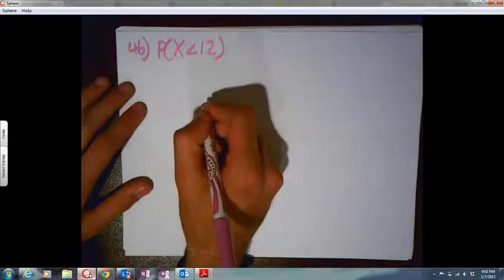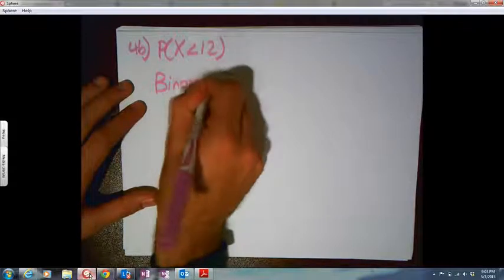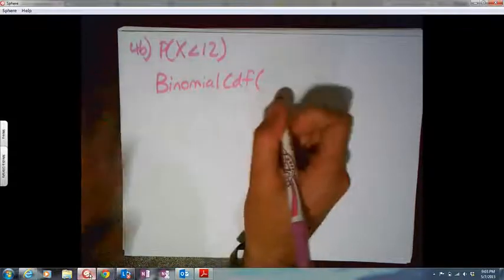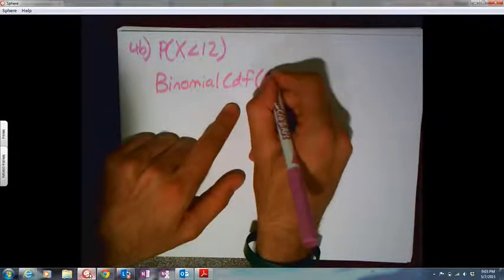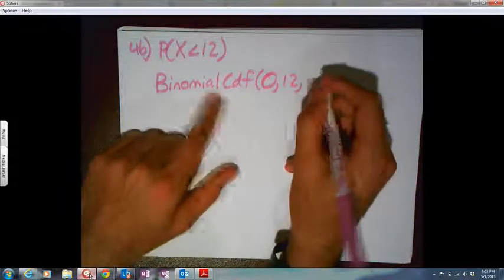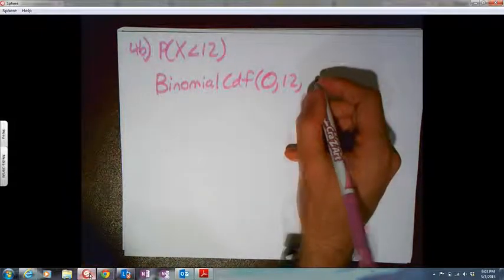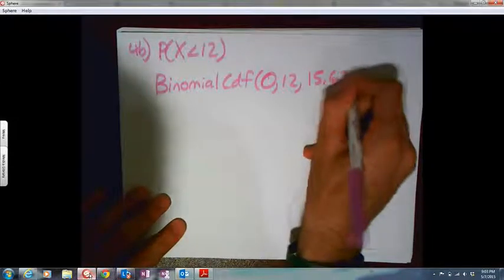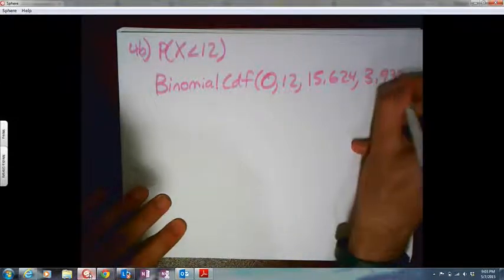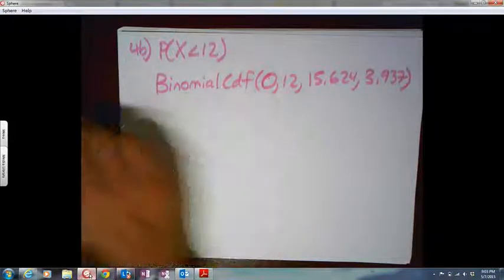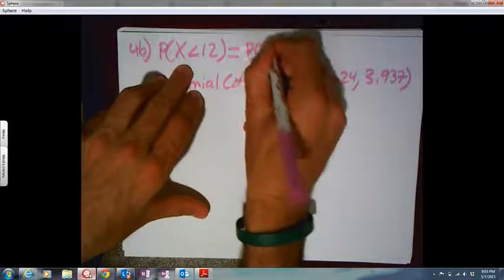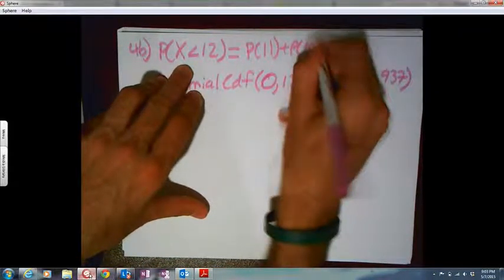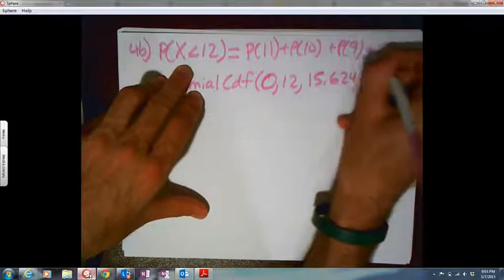Well, again, we talked about how this is binomial, so I can use binomial CDF from 0 to 12. The expected value they're going to want is 15.624, and the standard deviation is 3.937. Binomial CDF is what we're using here. By the way, probability that X is less than 12 is probability of 11 plus the probability of 10 plus the probability of 9, but like literally who wants to add this up every time? It's much easier to do this way.